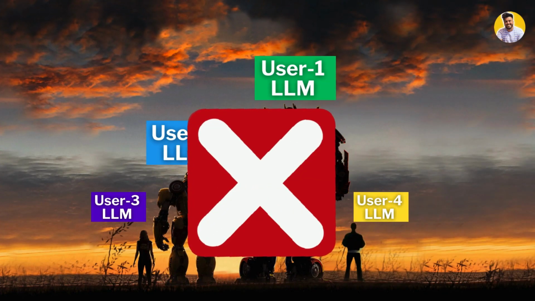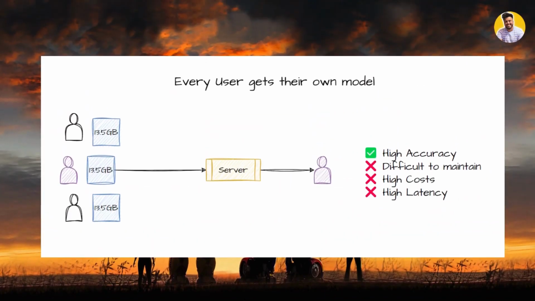Because we can't do that. Let's say a large language model is 13.5 GB, and we are building that large language model for each user based on their data, their specifications, and their task. Then it could have very high accuracy because of that user's data. But that many large language models are very difficult to maintain, with very high cost and very high latency, and how you can manage it is the main task.